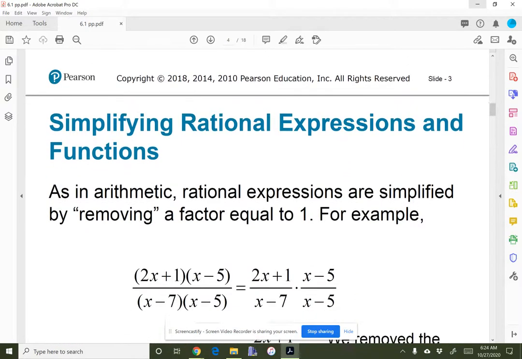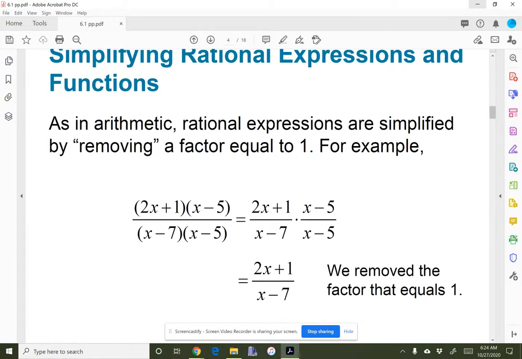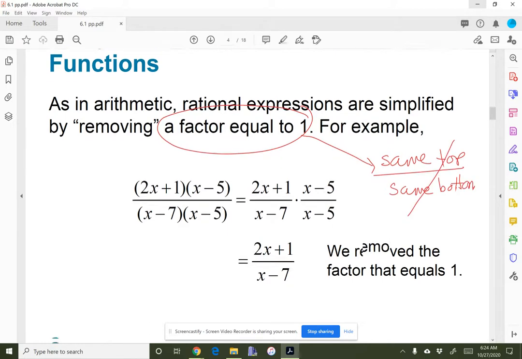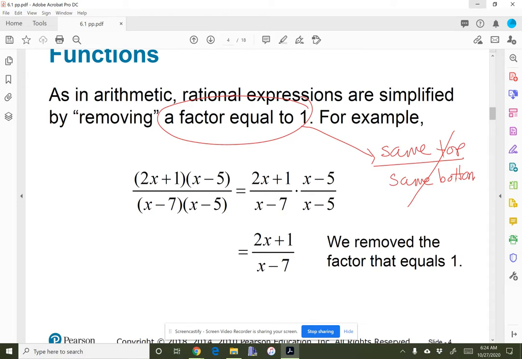Simplifying rational expressions and functions. As in arithmetic, rational expressions are simplified by removing a factor equal to 1. What I want you to understand is a factor equal to 1 means that you have the same thing on top and the same thing on bottom. And that's what I'm talking about when we cancel, and we're going to get to that in a little bit.